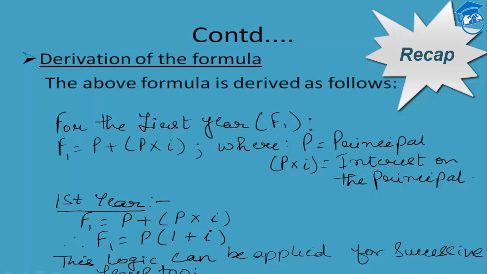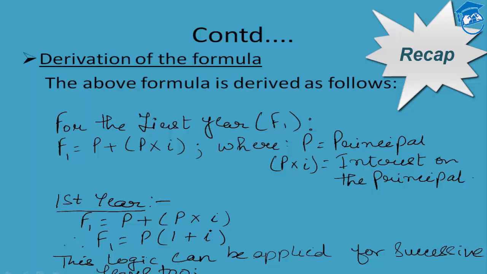So again, if you take a look at F1 is equal to P into 1 plus I, does it not look like Fn is equal to P into (1 plus I) to the power of 1? Because it is meant for just 1 year. Therefore, we can reformulate it this way: n is equal to 1 because time is 1. Therefore, F1 is equal to P into (1 plus I) to the power of n.